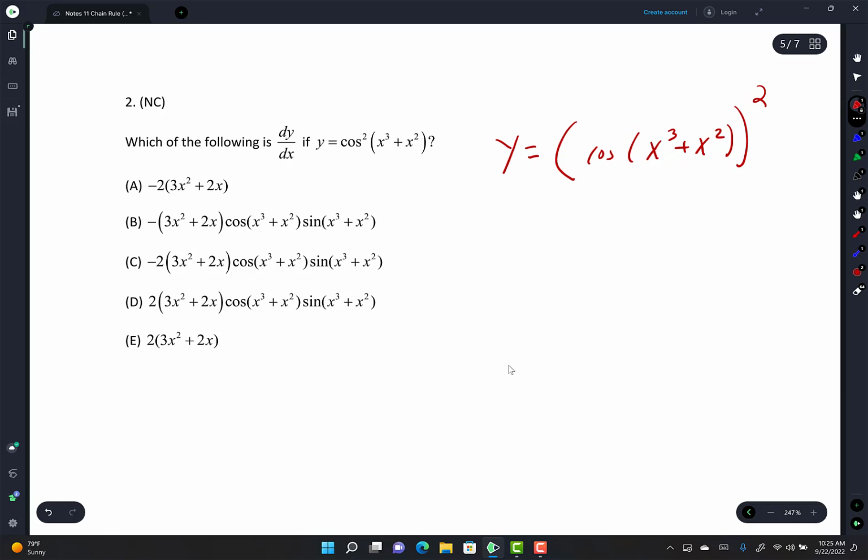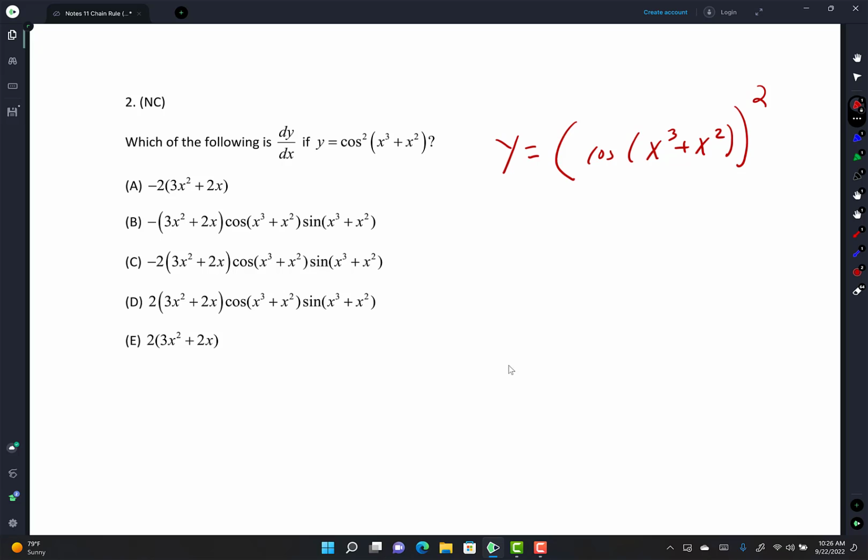The first thing I would have done is rewritten it. Did everyone rewrite it like this? Okay, that's the first thing I would have done, guys. Cosine of x cubed plus x squared, that's my argument. Put the whole shebang in parentheses and put a square on it. Right? So here we go.